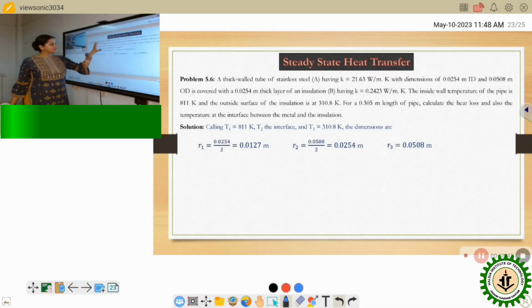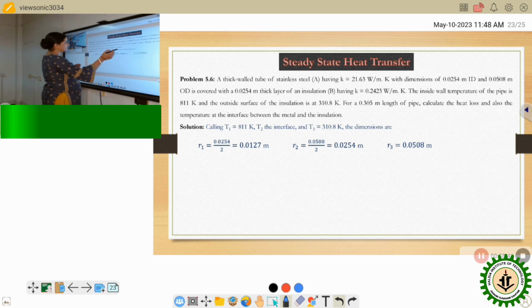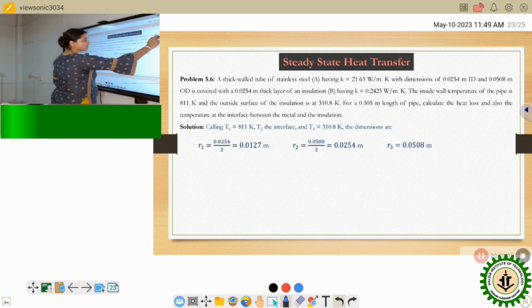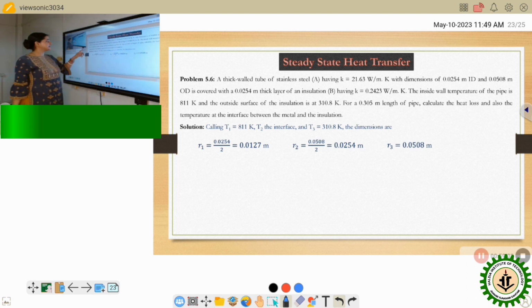So here another problem is given, but I have not solved it here. This is for you to do. Just a little hint I will give here. A thick wall tube of stainless steel A, having thermal conductivity K of 21.63 watt per meter Kelvin, with dimensions of 0.025 meter inner diameter and 0.0508 meter outer diameter, is covered with a 0.0254 meter thick layer of an insulation B.